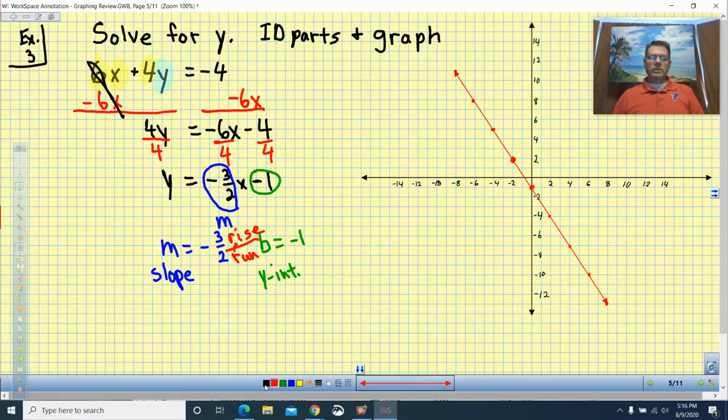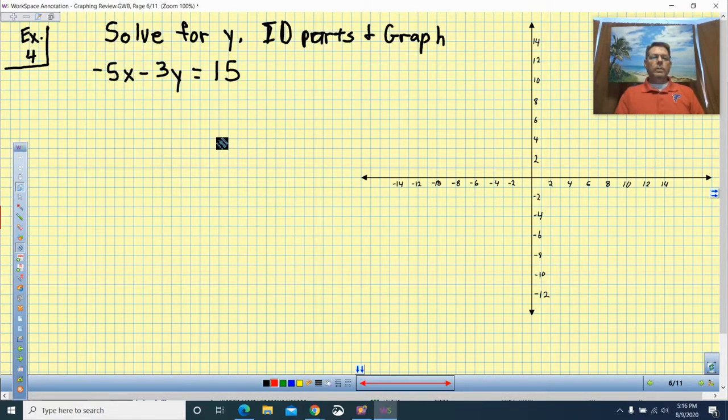Let's start over. Let's do the other example that we did earlier. Okay. It says solve for y. So that means -5x and -3 got to go away. Y is going to stay around. So I want the 5x to go away, so I'm going to add 5x.